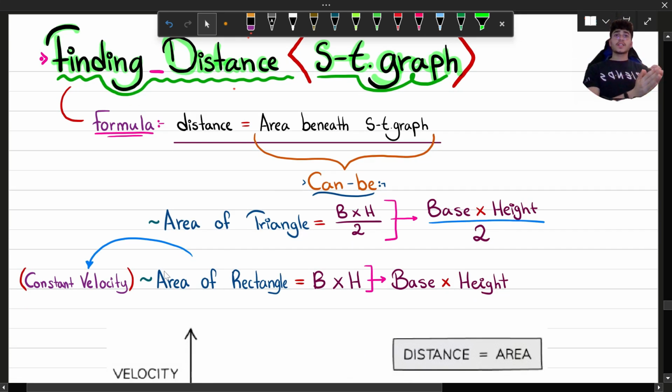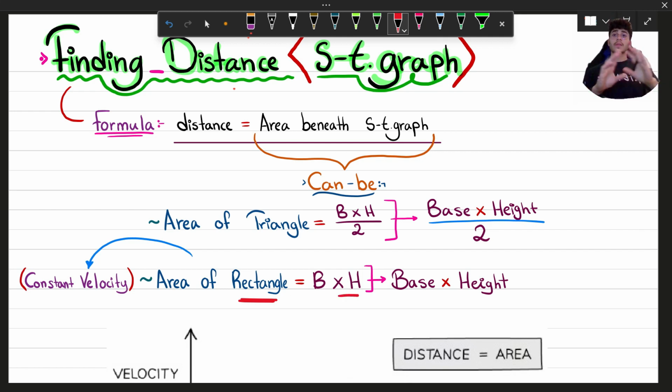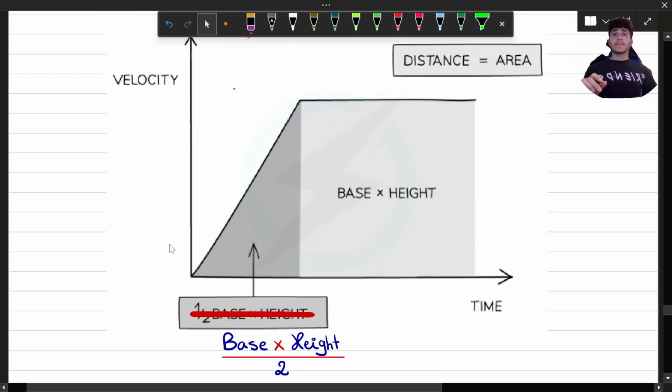How do you find the distance under the speed-time graph? The formula is very simple. Distance is equal to area beneath the speed-time graph. The area beneath the speed-time graph can either be of a triangle or a rectangle. Area of a rectangle is base times height. Area of a triangle is base times height divided by 2. Both represent constant velocity.